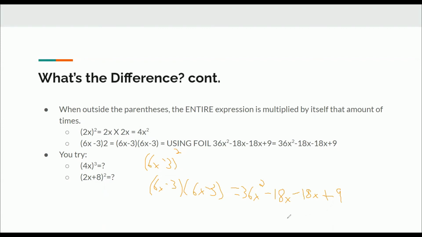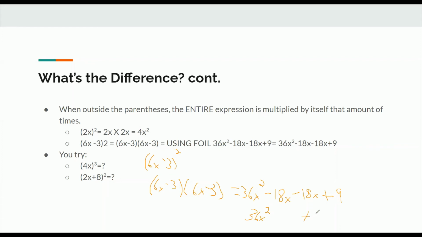No, because we want to combine like terms, right? We want to make sure that we compact this problem as much as possible. So there's only one x squared, right? So that's going to be my 36x squared, and my plus 9 can drop down as well.